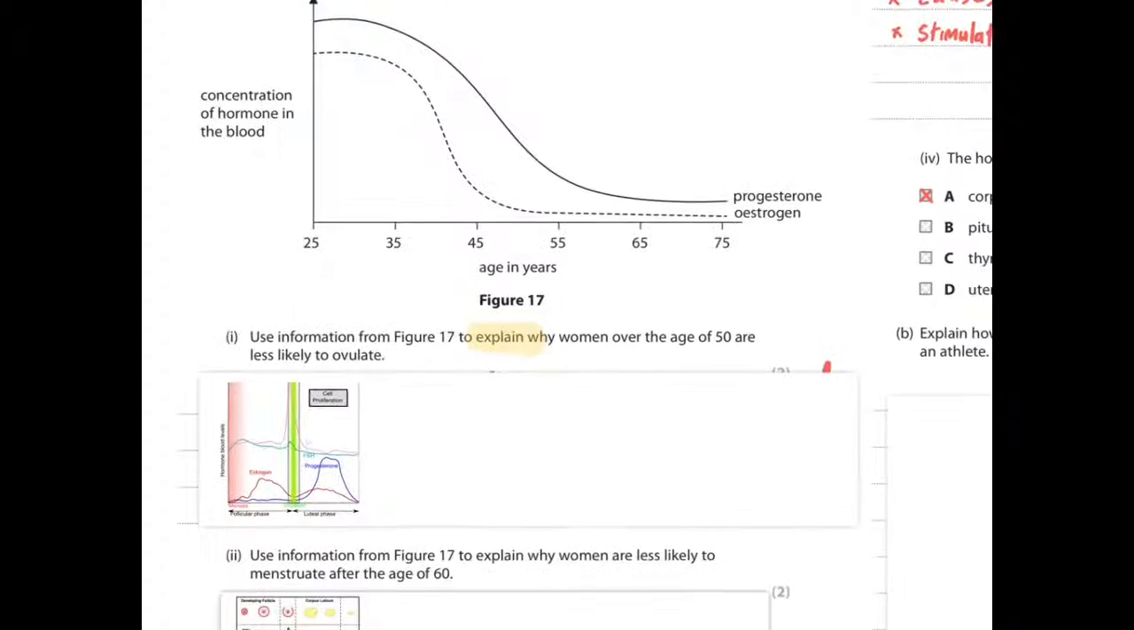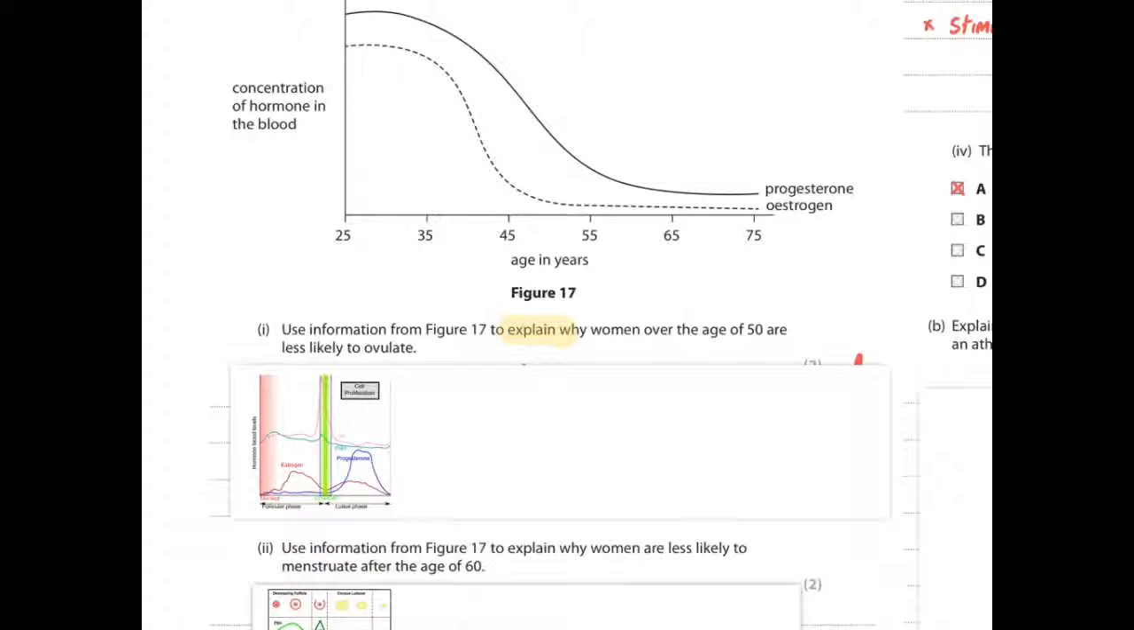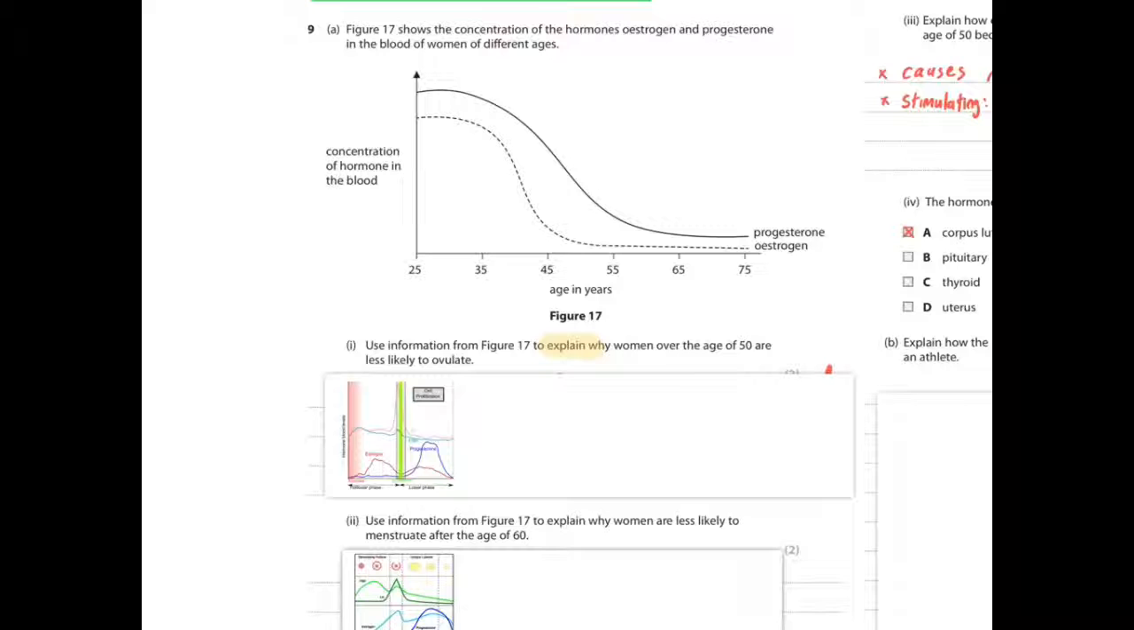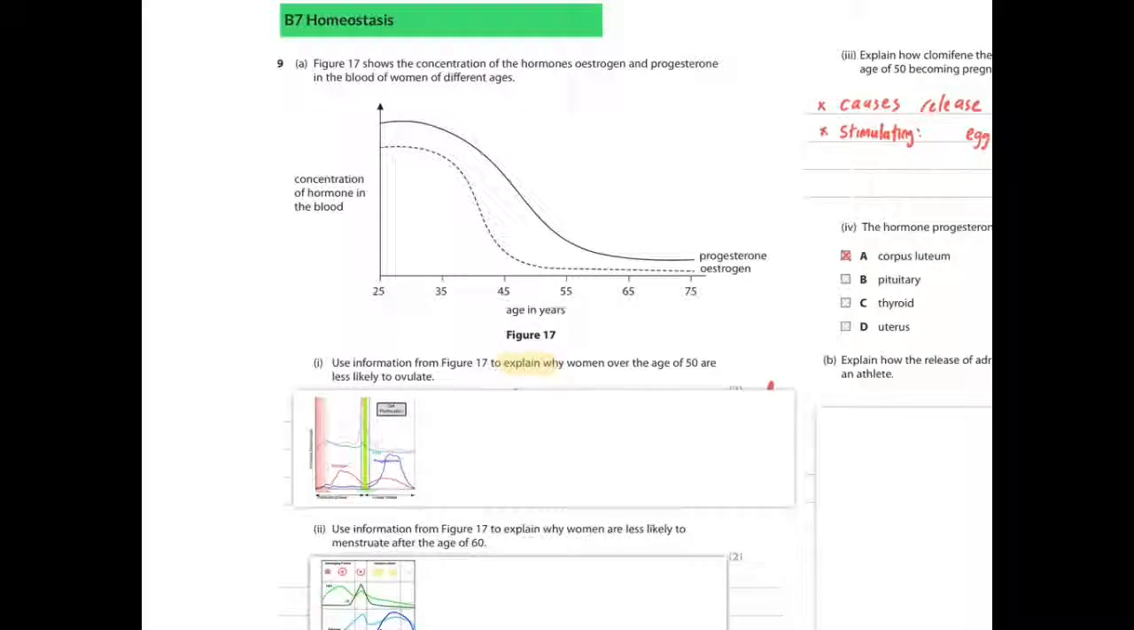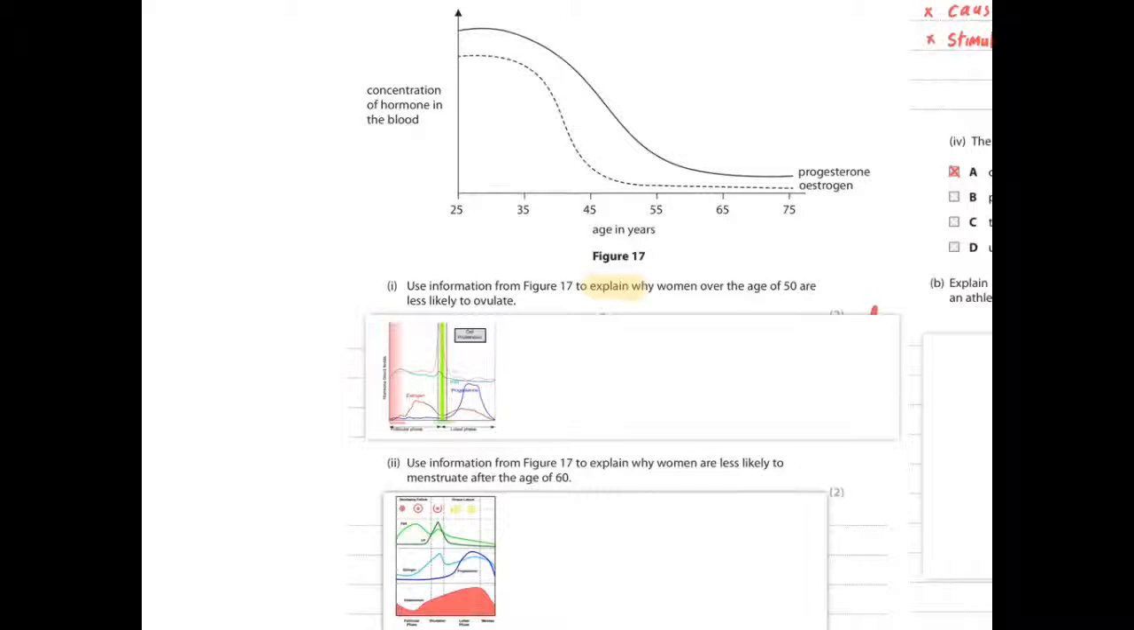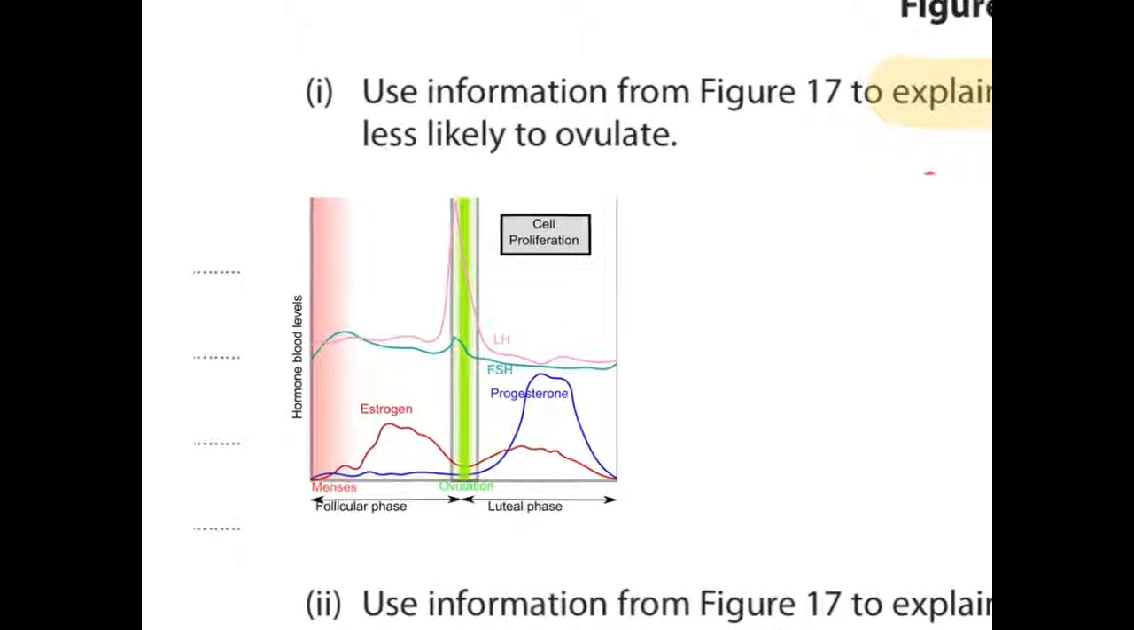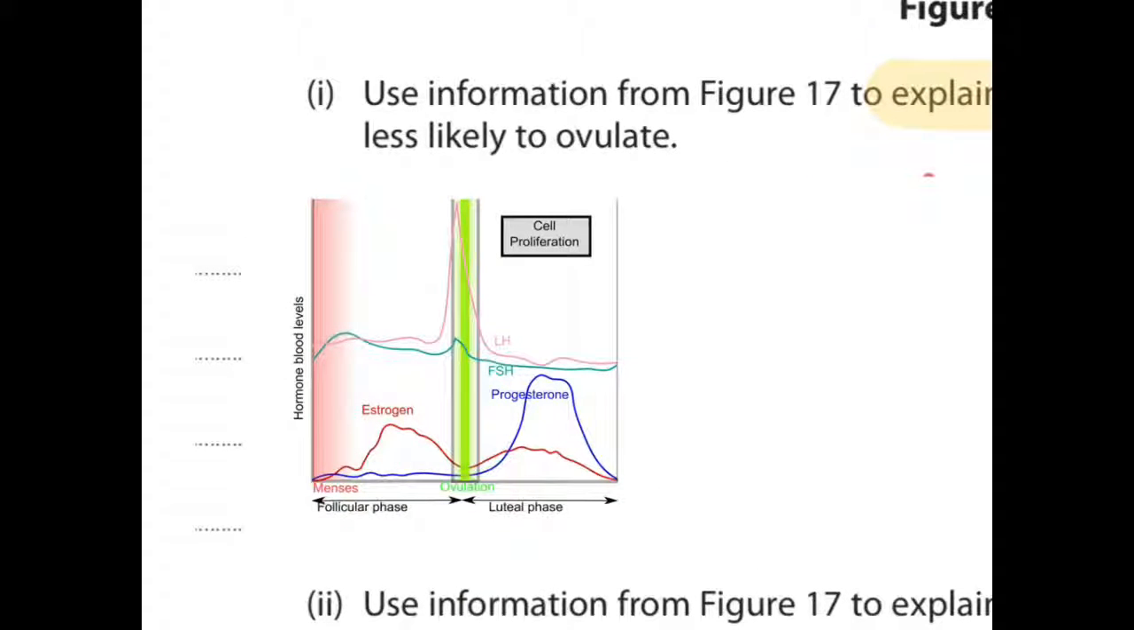So use the information from figure 17 to explain why women over the age of 50 are less likely to ovulate. So firstly, you can see over the age of 50, estrogen is very low. Now let's have a look at these figures. Now there's a slightly different spelling here.